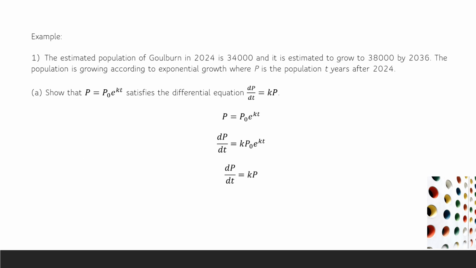So the first one, showing that it satisfies the equation, so we take P equals P0 e to the kt and we differentiate. So dP/dt is equal to, so the rule that we spoke about before with an exponential, you differentiate the power, which is k, put it out the front, and you leave the exponential as it is. So you get k lots of P0 e to the kt, which is k lots of what the P value was in the first place. So therefore it satisfies the differential equation.